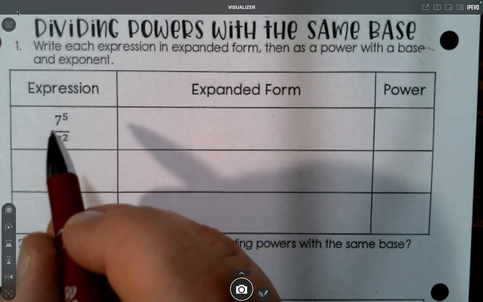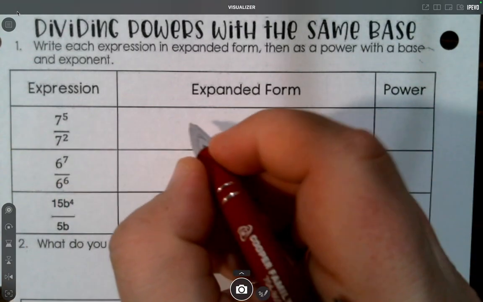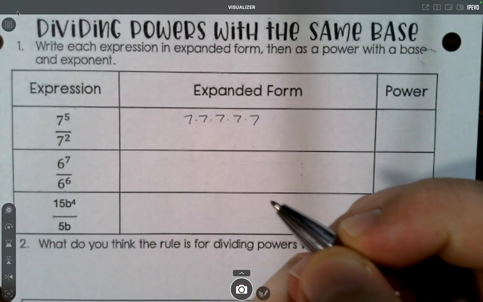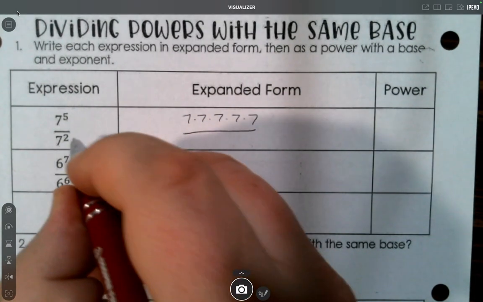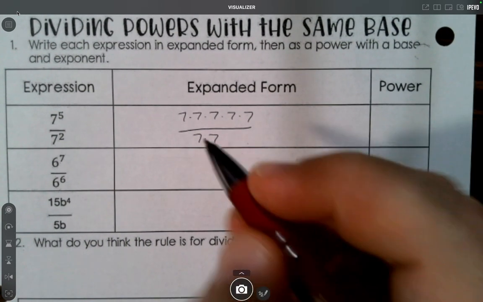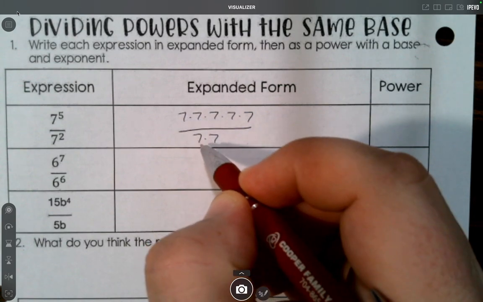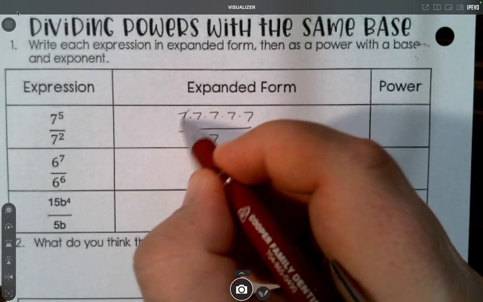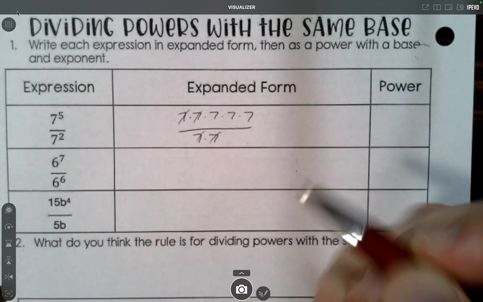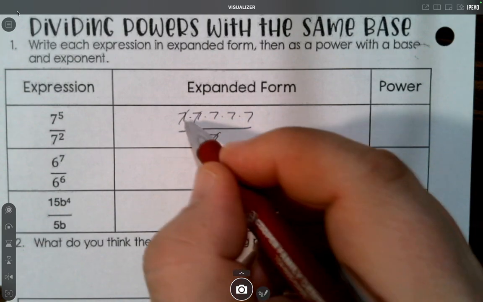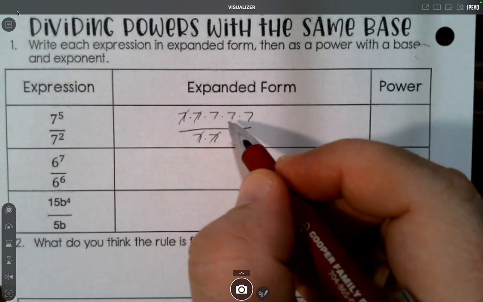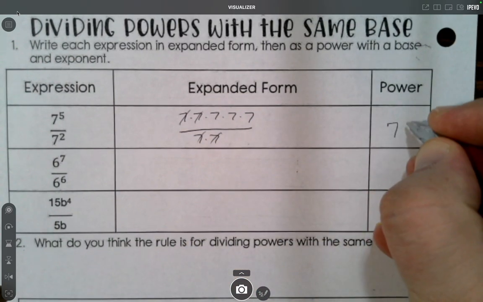So we have to remember again, what does this mean? 7 to the 5th power means 7 times 7 times 7 times 7 times 7. Divided by 7 squared means 7 times 7. Now when you have a fraction, the same number over the same number equals 1. 7 divided by 7 equals 1. So you cross those two out. 7 divided by 7 equals 1 again. But now the bottom is just 1, because remember, dividing just makes you equal 1. So the bottom is gone, but on top we still have 1, 2, 3 sevens, making it 7 cubed.